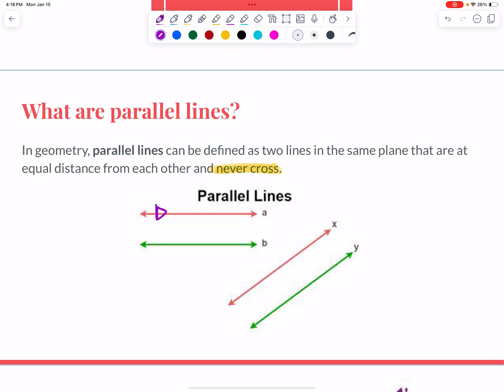So I might say that these two lines are parallel. And how I mark that is with those arrows or those triangles. So I could say A is parallel to B. And then I have another set of lines that are facing a different direction, but I might add two arrows to show that those are parallel to each other. So X is parallel to Y.